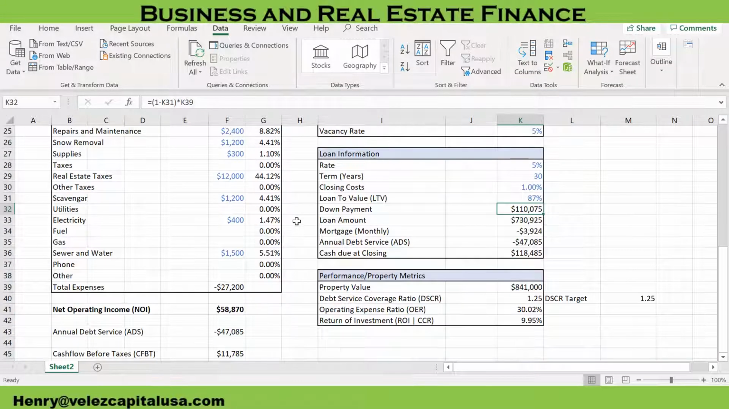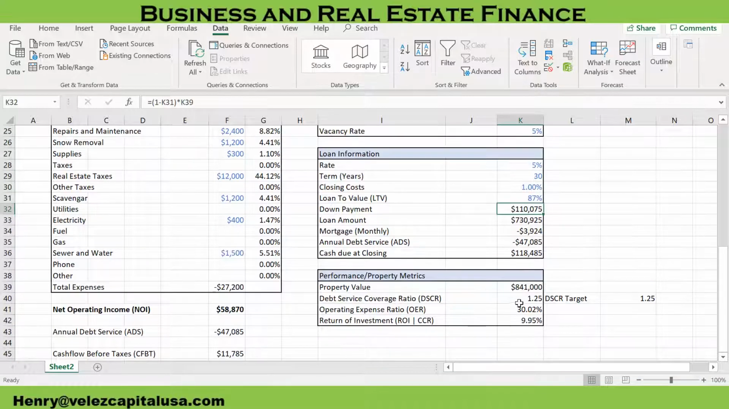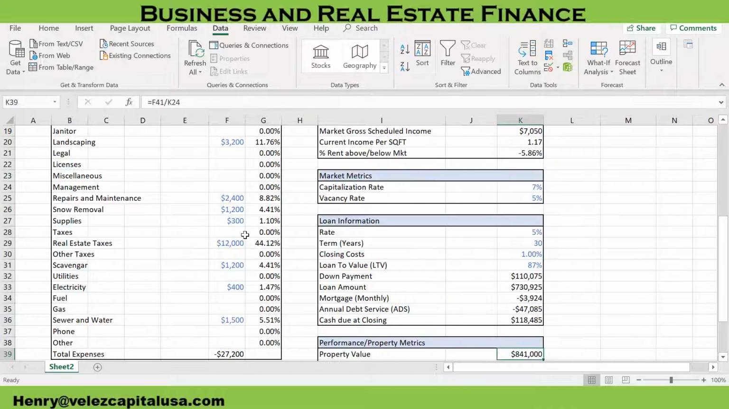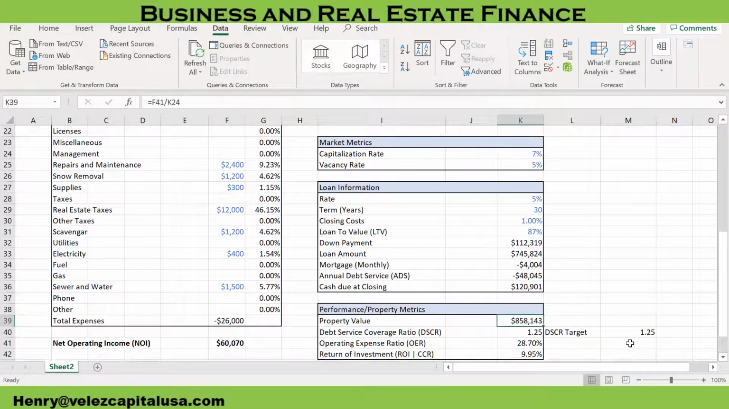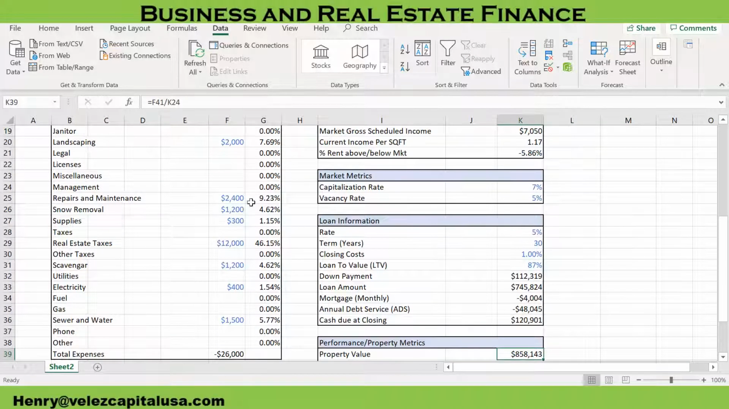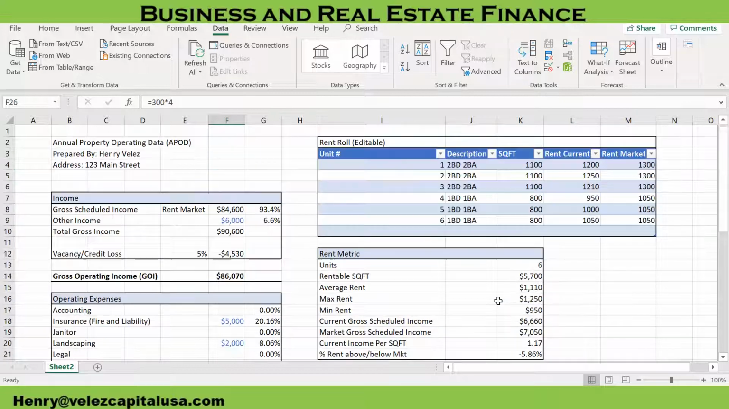Another way to also bring up the value of a property is to reduce expenses, so renegotiating contracts. Let's say the property value here is $841,000, okay? Let's say we renegotiate some contracts somewhere. We'll say we're bringing this down to $2,000 and save $1,200, okay? That just brought up the property value. It's now $858. Repairs and maintenance, less repairs. Now it's $875. That has a massive effect on the value based on this model.